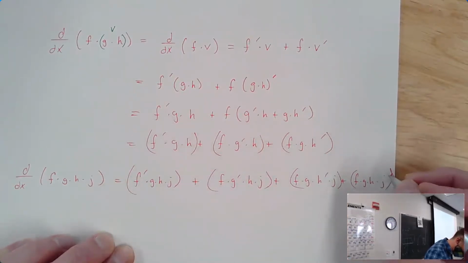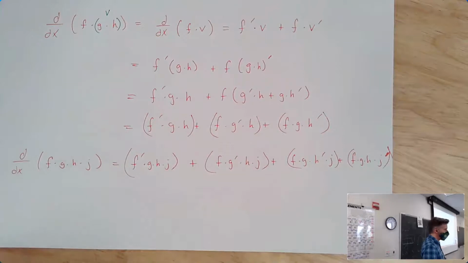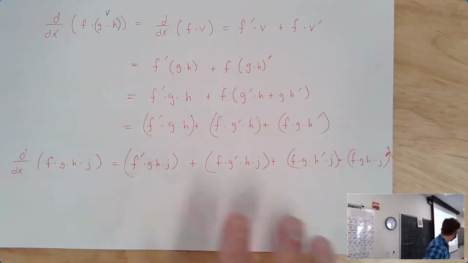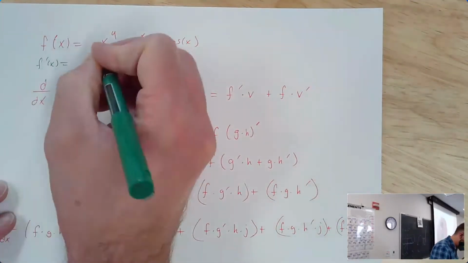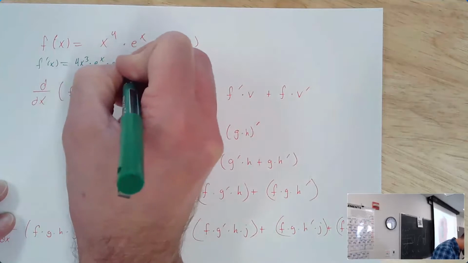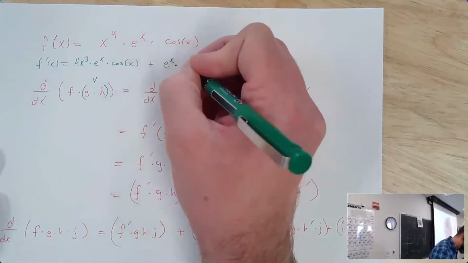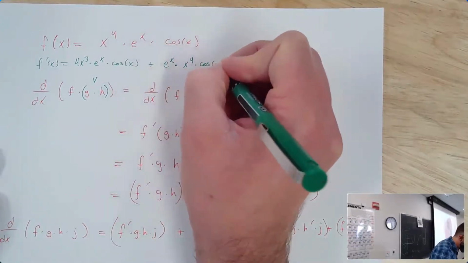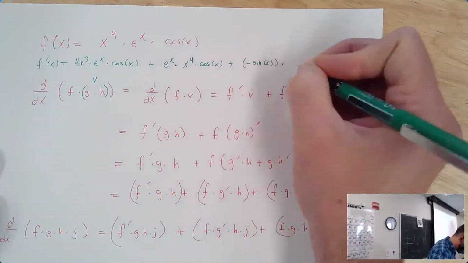You don't really need the parentheses, but it makes it easier to see what's what. So the product of many functions, you can only take the derivative of in this way. So if I was going to take the derivative of x to the fourth times e to the x times cosine of x, it's going to be the derivative of x to the fourth times the other two pieces left alone, plus the derivative of e to the x, which is e to the x, times the other two pieces left alone, plus the derivative of cosine of x, which is negative sine of x, times the other two pieces left alone.